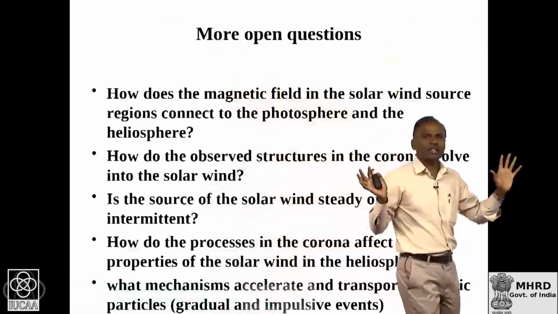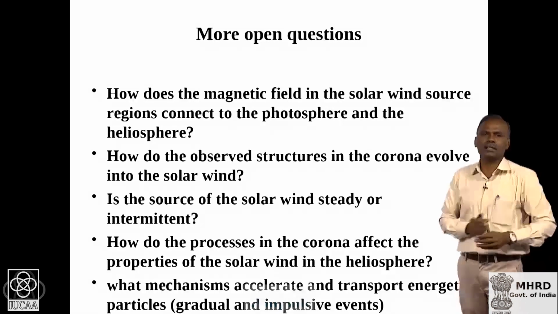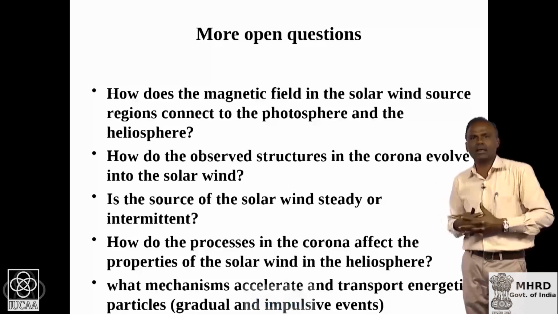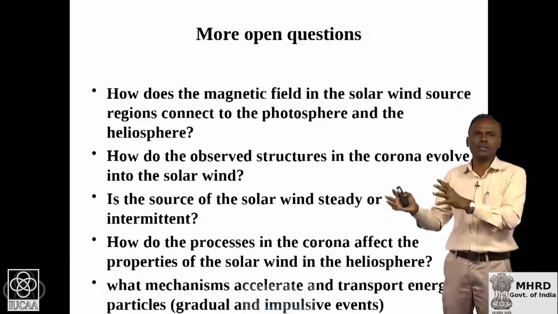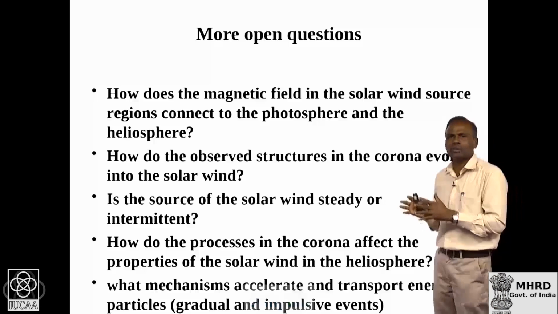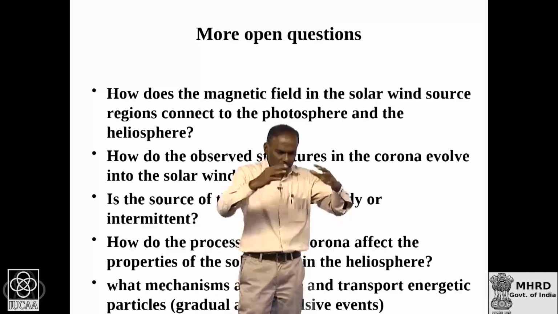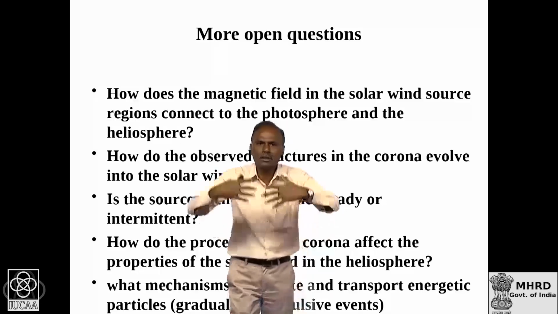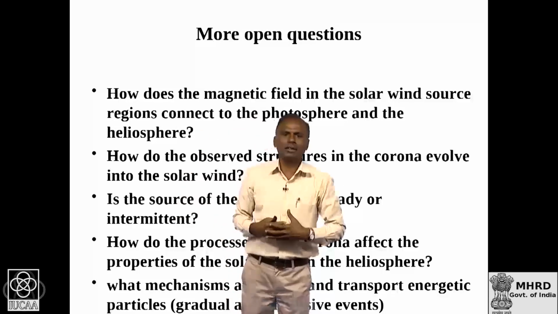Yeah. So, a more open question: how does the magnetic field in the solar wind region connect to the photosphere and the heliosphere actually? Though we understand the origin of the solar wind, there are still several open questions. The magnetic field connection from the photosphere to the heliosphere. How do the observed structures of the corona evolve in the solar wind? We observe some structure in the corona. As we go out, as the corona sends out the solar wind, or the coronal mass ejection, how do they evolve in the solar wind?